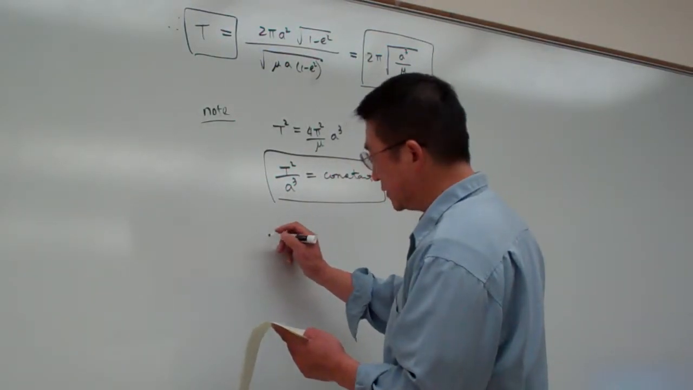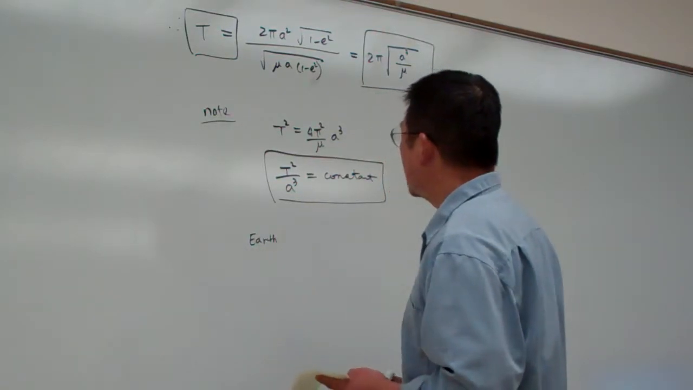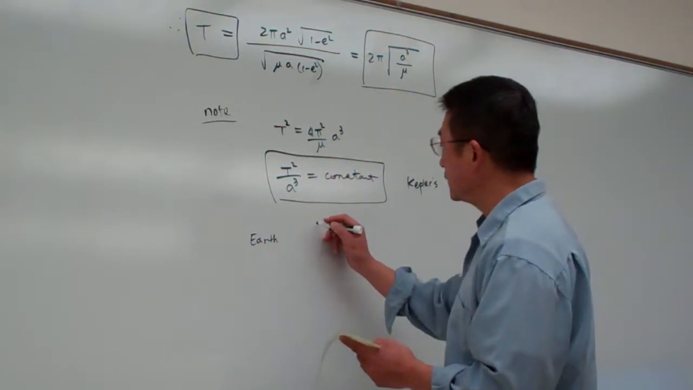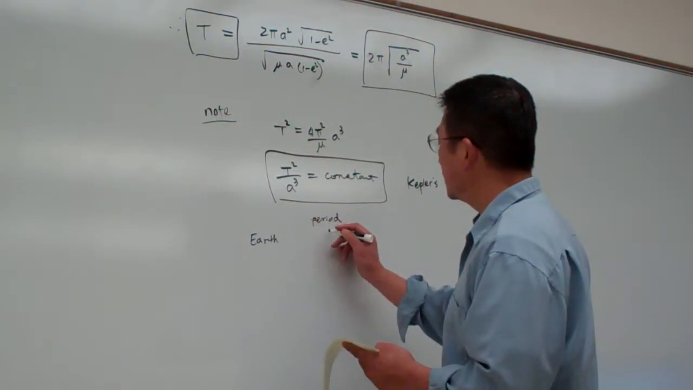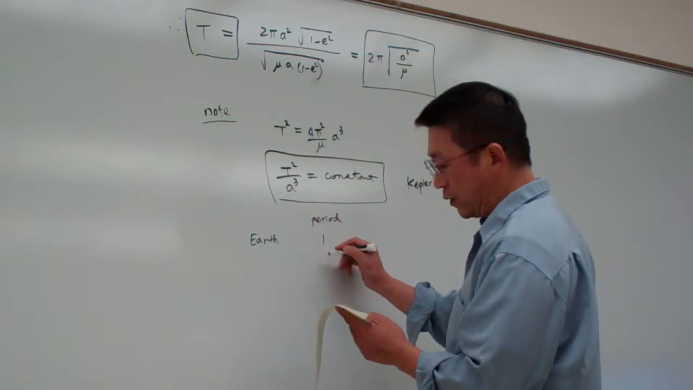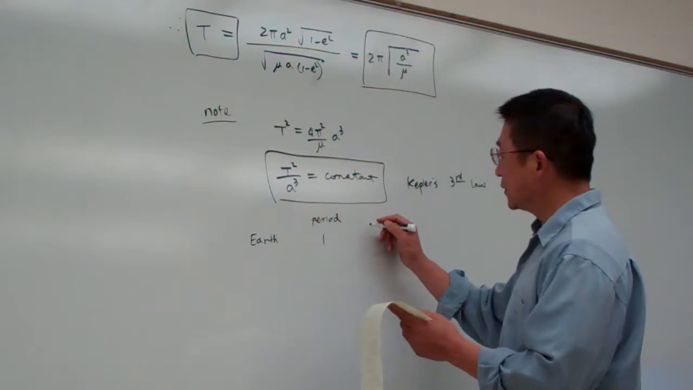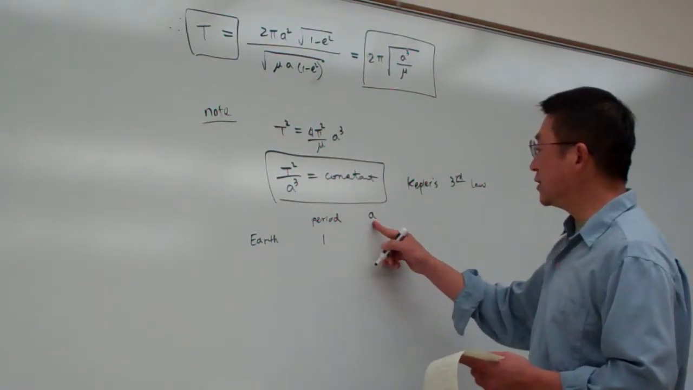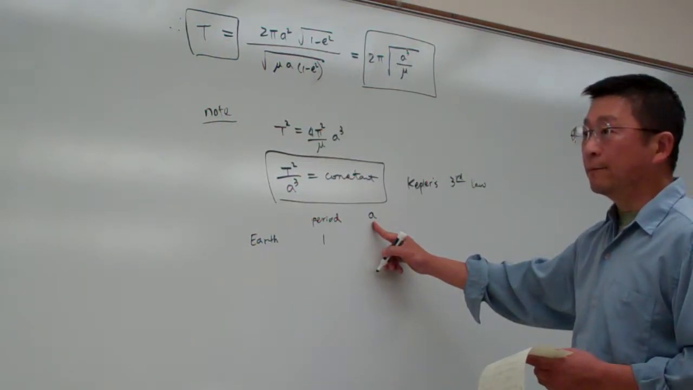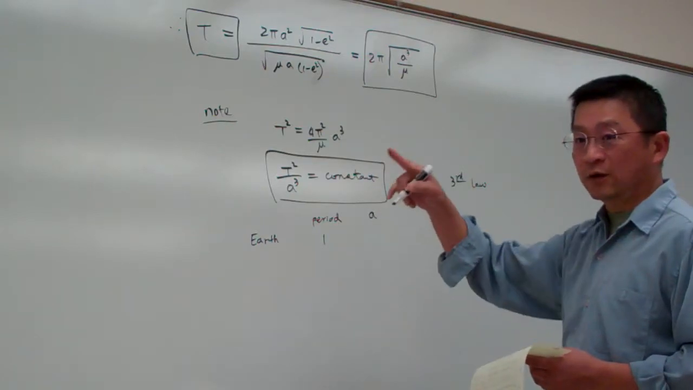So I would say for Earth, the period equal to 1, and 1 is 1 year. And A is the distance measured, the average distance between the Earth and Sun over the year.